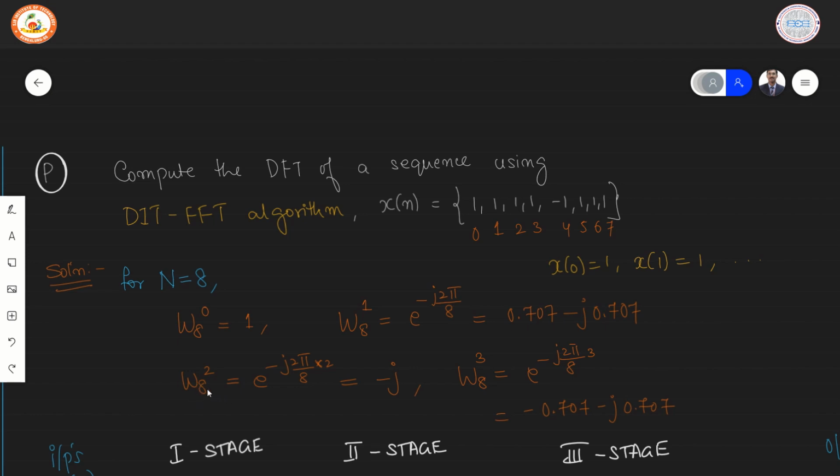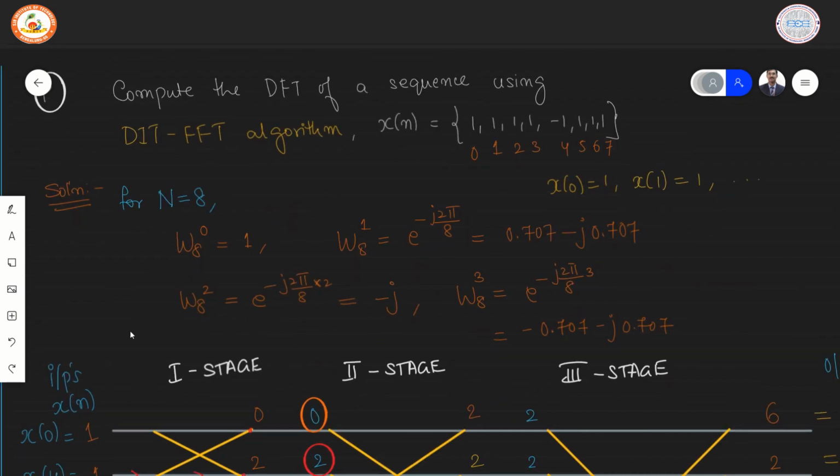The next number, w8 to the power of 2, is calculated as e to the power of minus j2 pi by 8 into 2, because we are having the square. The answer for this is minus j. The next value is w8 to the power of 3, which is equal to e to the power of minus j2 pi by 8 into 3. The answer is minus 0.707 minus j 0.707.